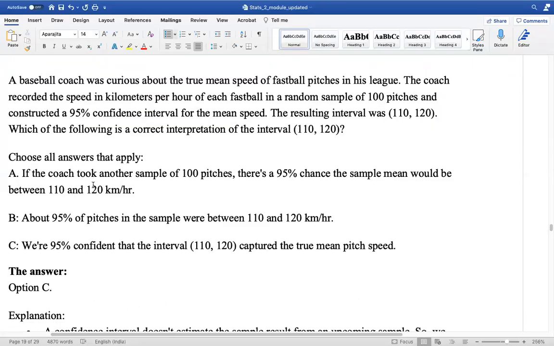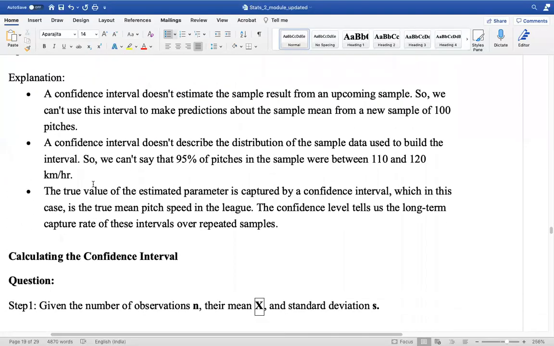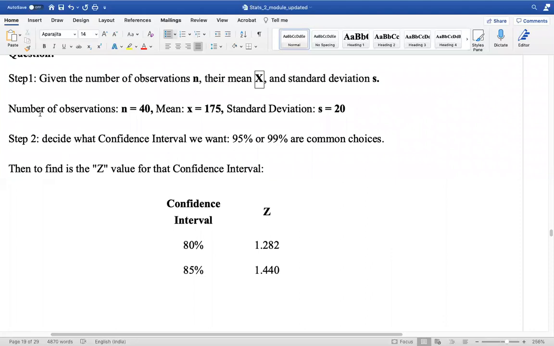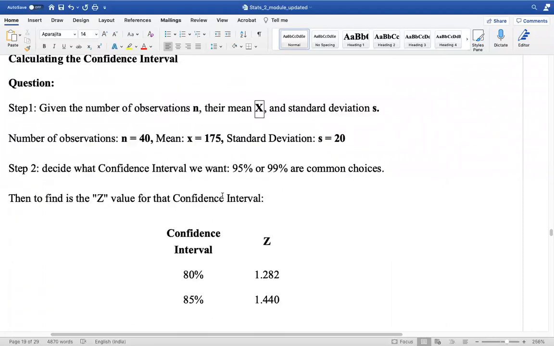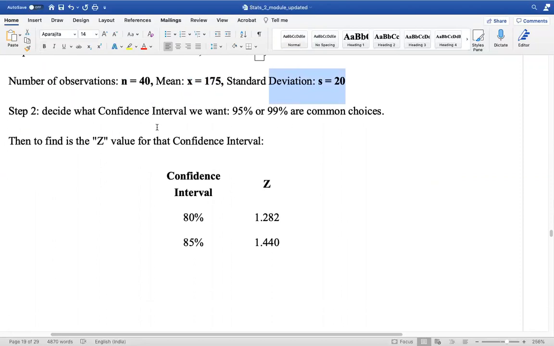So we can look at some examples so that you can understand. Given the problem, step 1: given the number of observations n, the mean value, and the standard deviation s. For example, the number of observations given is 40, the mean value is 175, and the standard deviation is 20. We decide the confidence interval, 95% or 99%, so we have to find the z value for the corresponding intervals.